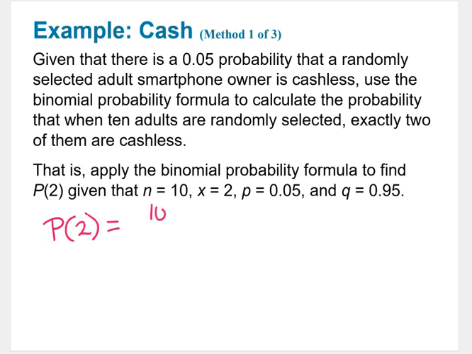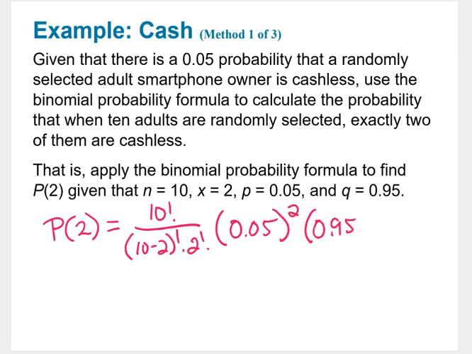We had 10 trials, so 10 factorial goes up here. Down here would be 10 minus 2 factorial times 2 factorial. And then multiply that by our successes. How many successes do we want? We want 2. And if we had 2 successes, that means there are 8 failures. So that is what we're going to put into our calculator.